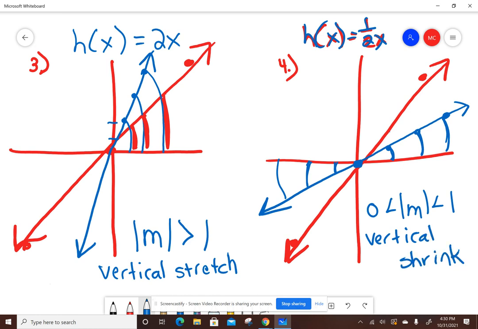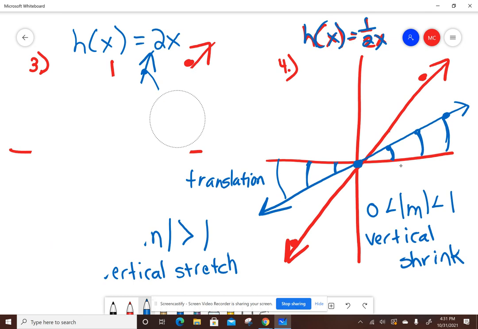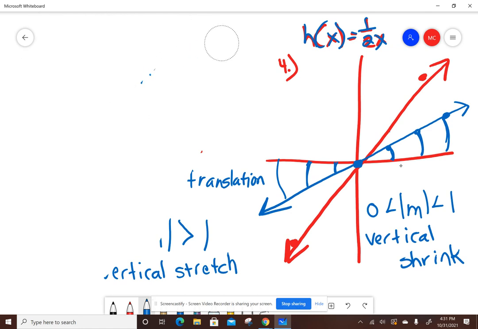Okay, so to review, when the slope stays the same, but you add or subtract, that was a translation. When the absolute value of the slope is greater than 1, it's a stretch. And when the absolute value is between 0 and 1, that's a shrink. Now, we're going to turn the page. So turn to page 37b. And we are going to do a reflection.